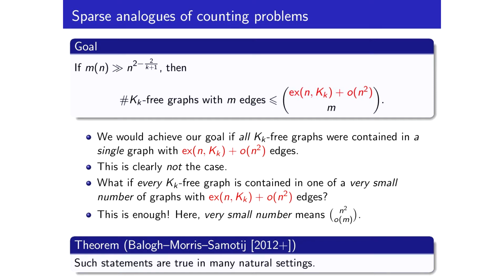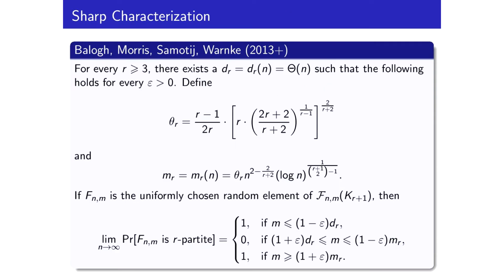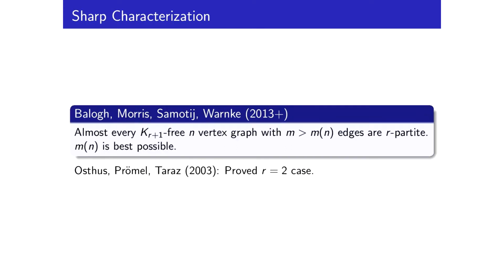And with Morris and Samotij, we proved that such statements are true. And we actually proved the sharp characterization for K_{r+1}-free graphs. We had an example of it. So this is just to show that life is not simple. This delta is a constant depending on r, and m_r is this constant times the n power times some log raised to some other power. So it is rather better to look at a simpler version of the result.